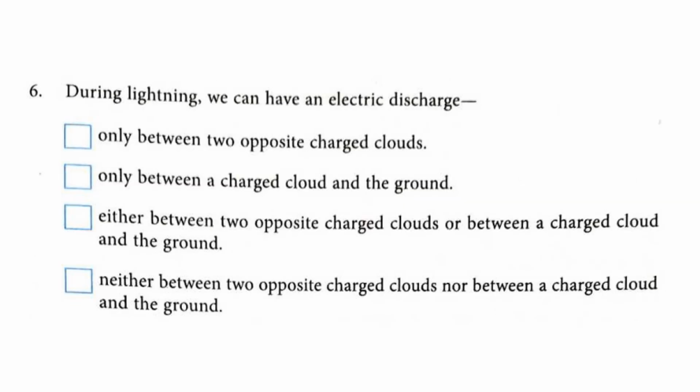Sixth one, during lightning we can have an electric discharge only between two opposite charged clouds? No. Only between a charged cloud and the ground? No. Either between two oppositely charged clouds or between a charged cloud and the ground. This is correct. Neither between two opposite charged clouds nor between a charged cloud and the ground. That is wrong. So we can select this third option.